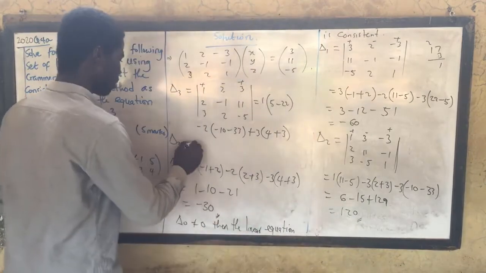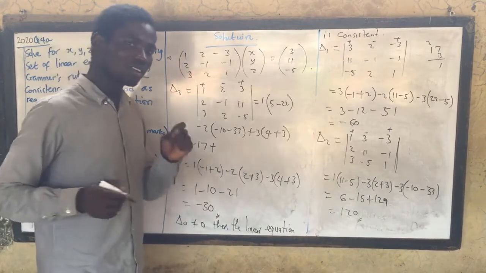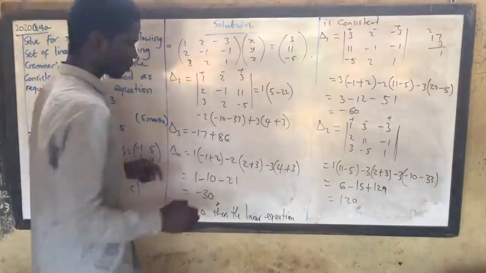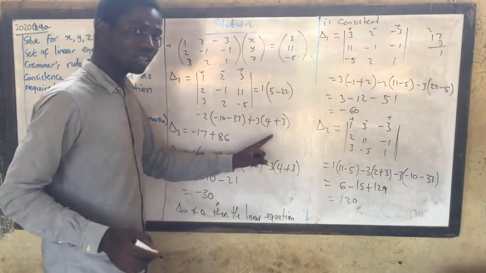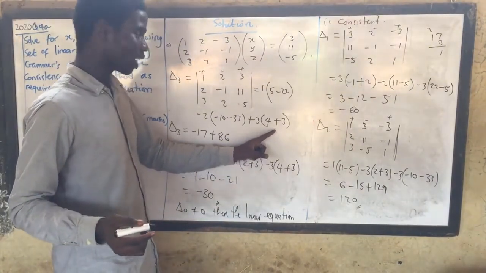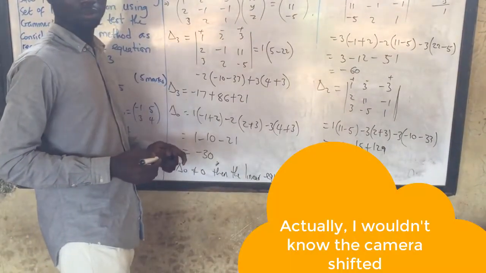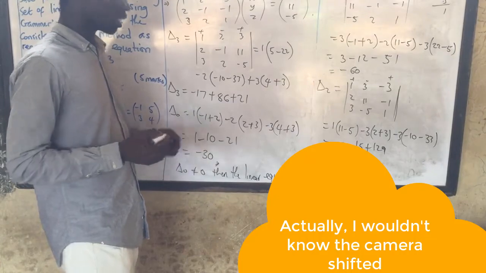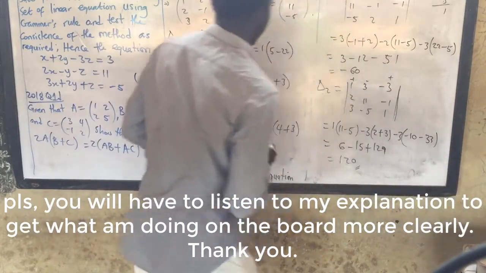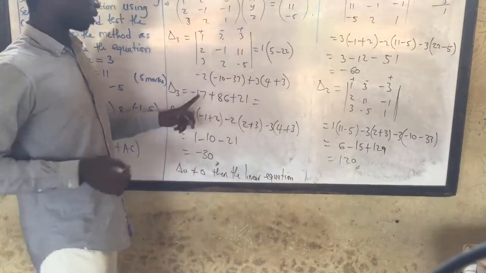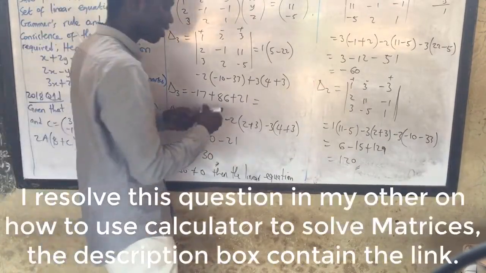Minus 17 times 1, minus 17. This is minus 43. Minus 43 times 2, that is minus 86. Plus 86 now. 4 plus 3 is 7. 7 times 3 is 21. So what will happen is that the final answer to D3 will now be equal to minus 17 minus 17 plus 21 is 4. Plus 86, that is 90.